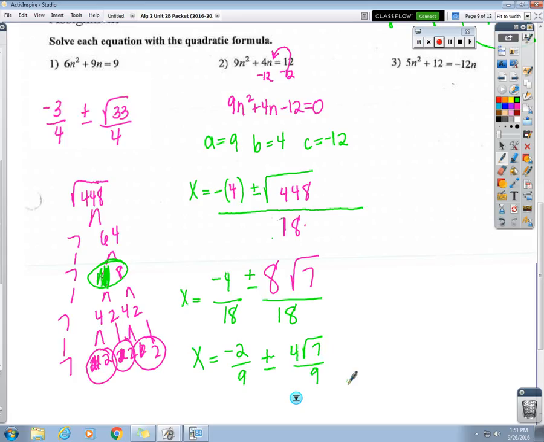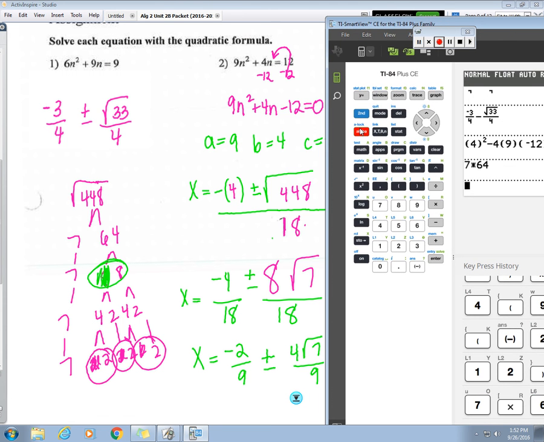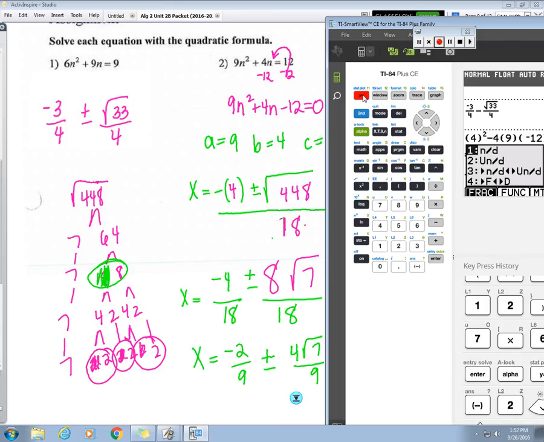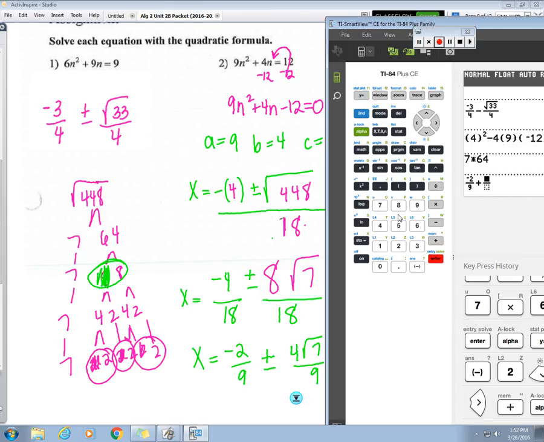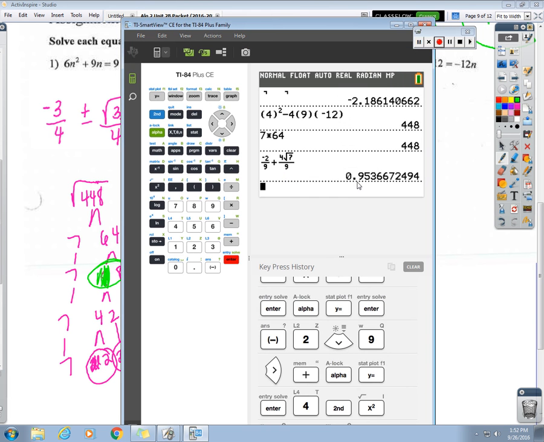Is that what everybody got? Okay, so watch. I'm going to type in these answers. So alpha y equals negative 2 over 9. First, I'm going to use the plus sign of the answer. Plus, now I'm going to type in the second fraction: 4 square roots of 7 over 9. And that gives me 0.95.